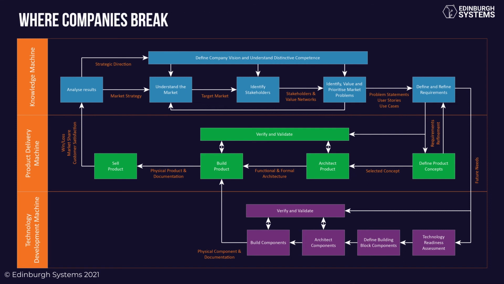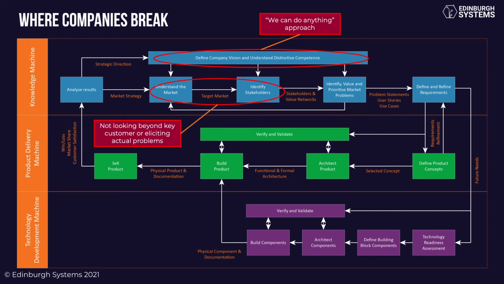So we can look at where this goes wrong in the organization as well. And first of all, a lot of companies think they can do anything. They start building things that they don't have the skills to do. The next is they focus only on their key customers, or they don't elicit the right problems. They ask customers for specifications and data. They don't understand why they need to solve these problems and what products their customers are building.